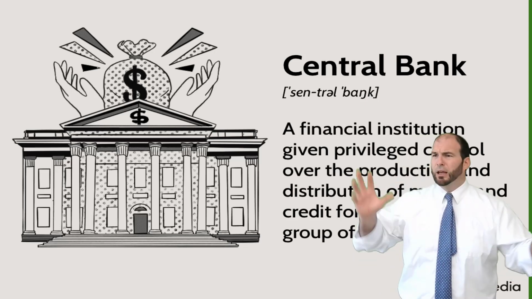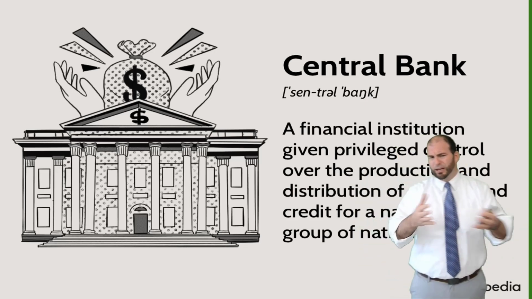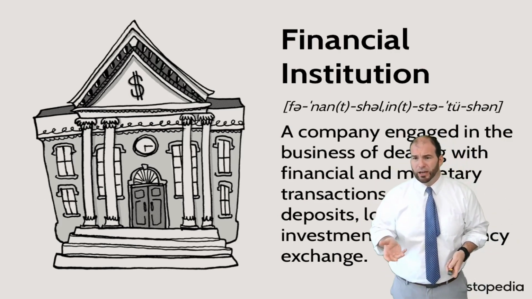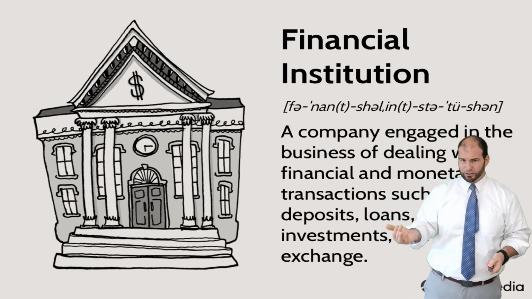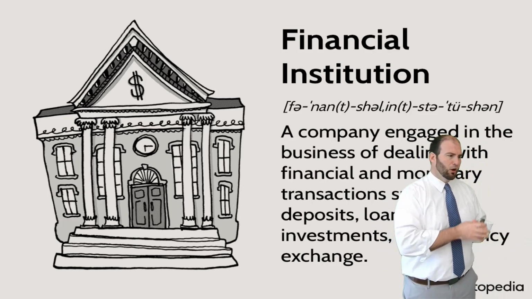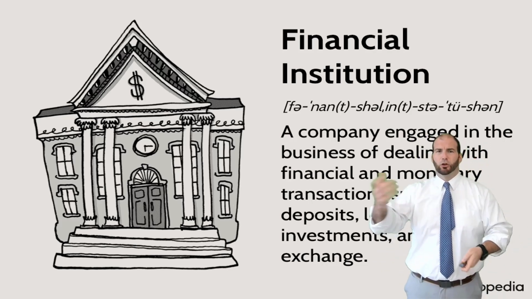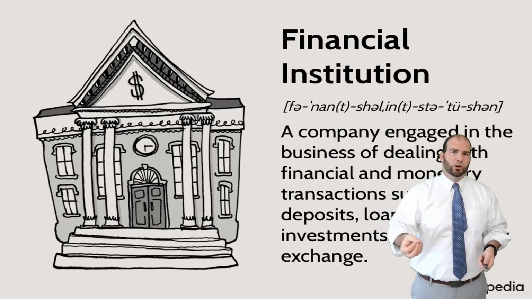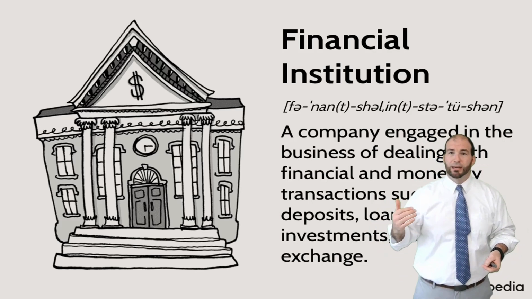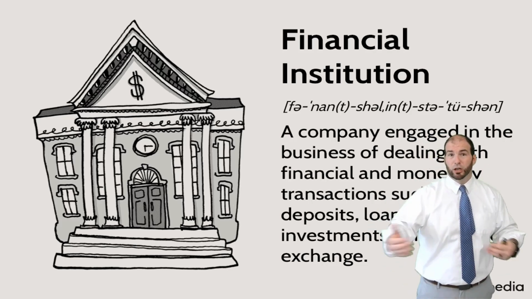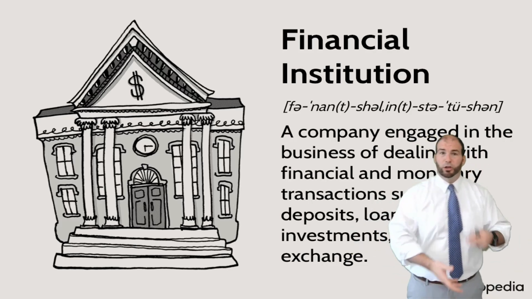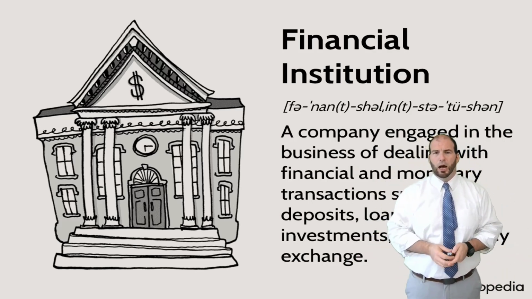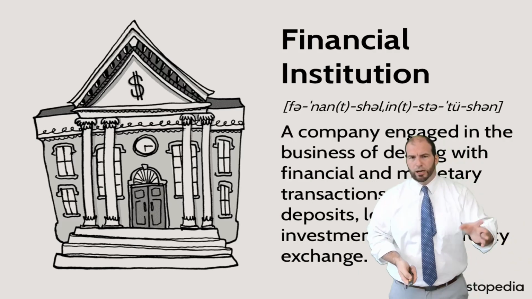So a central bank is basically run by the government and helps regulate other banks. A financial institution is another example of an economic institution. This would be actual banks like Wells Fargo, BB&T, your local bank where you would deposit your paycheck. These banks are very important to the economy because they decide who gets loans and who doesn't. That puts more money in the economy, which causes the economy to fluctuate up and down. All right. So those are economic institutions.